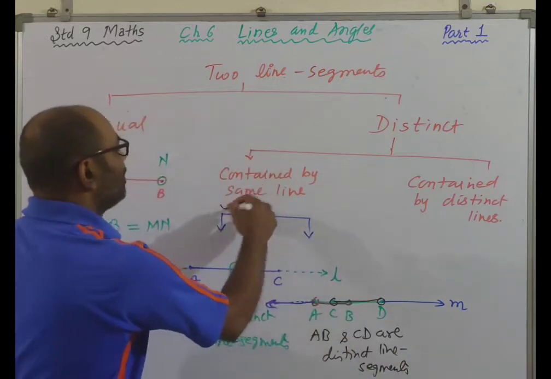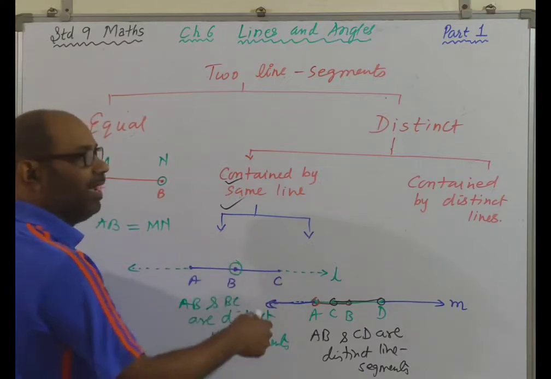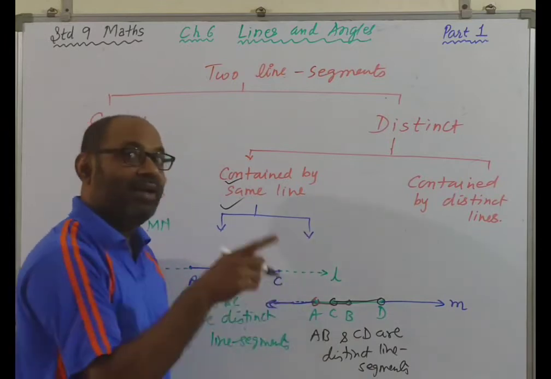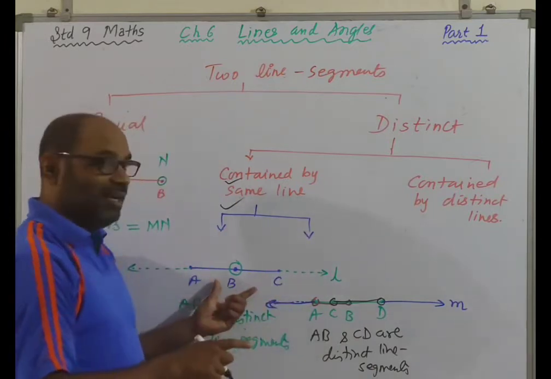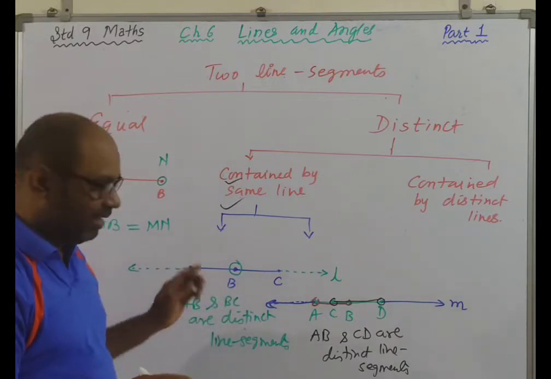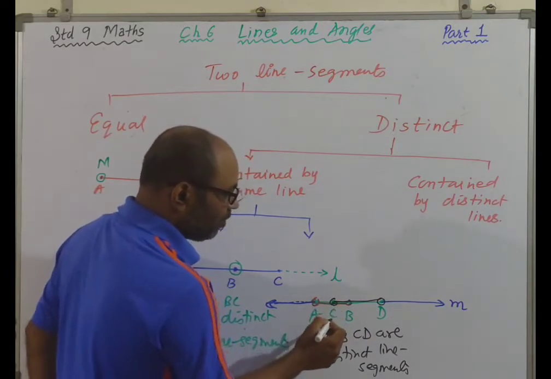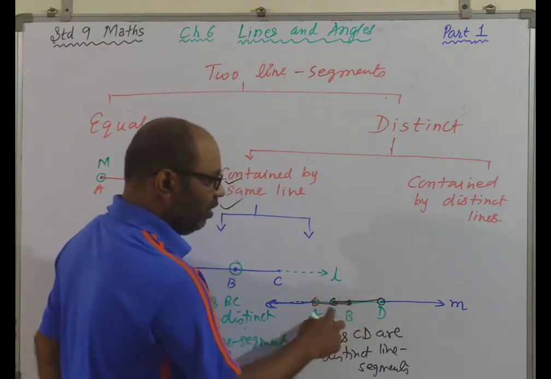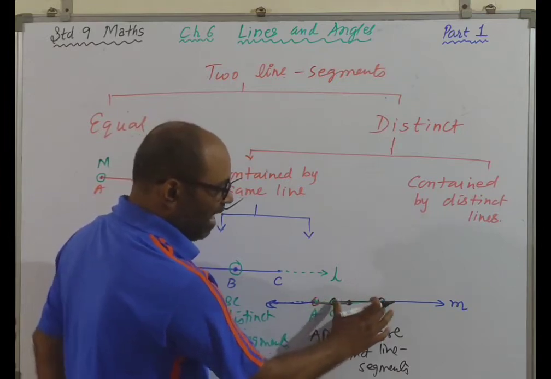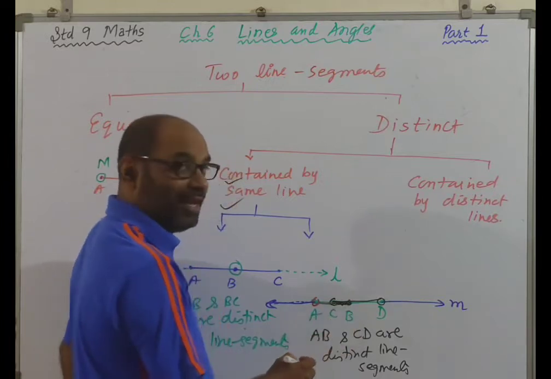Though they are on the same line, they are contained by the same line. AB, CD एक ही line में है, फिर भी they are distinct. Your one end point is common. उसके सिवा कोई भी point common नहीं है. यहां बहुत सारे पॉइंट्स कॉमन है. सी दोनों में है, बी दोनों में है. देखो रेड में सी पॉइंट है और ये ब्लैक लाइन सेगमेंट में बी है और उसके बीच आने वाले सभी पॉइंट कॉमन है.